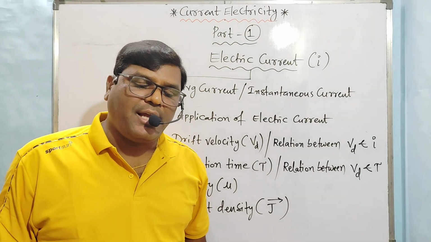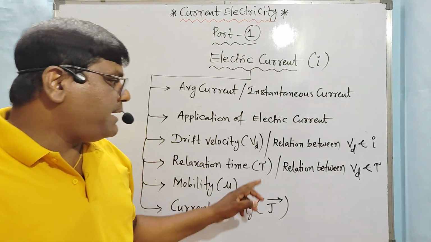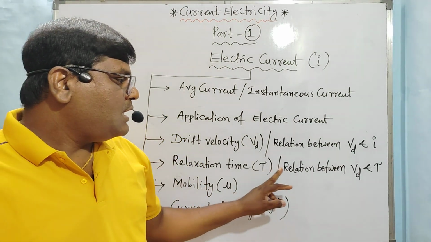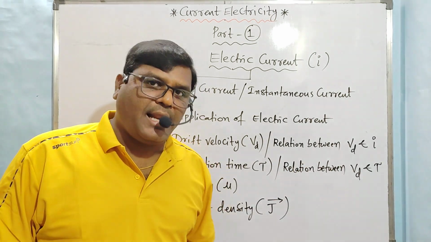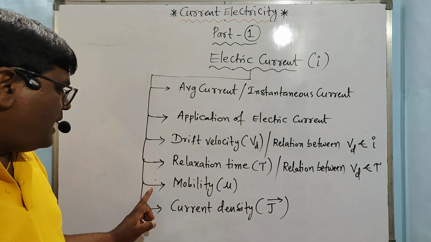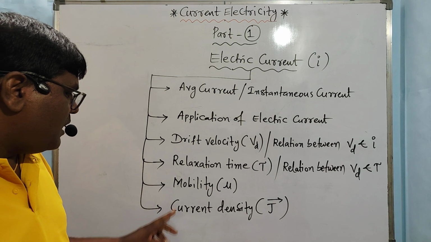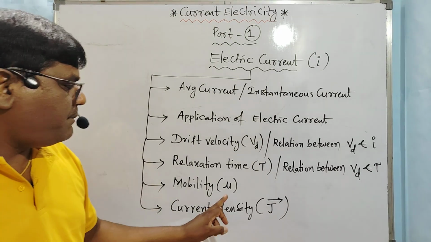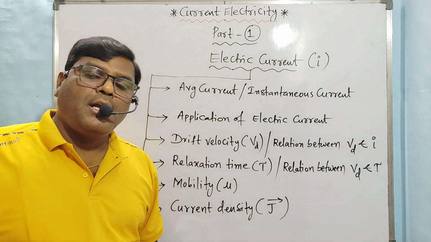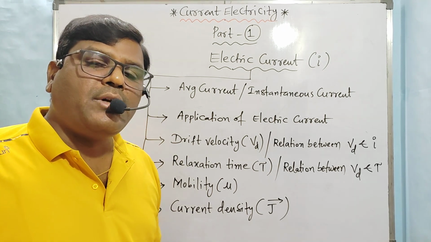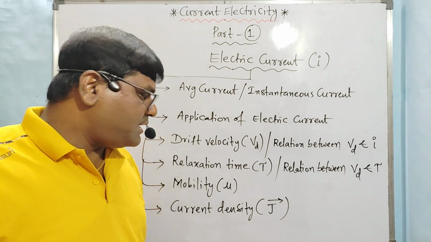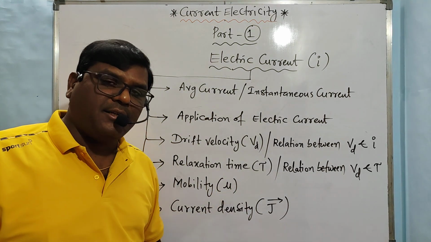What is the relaxation time? It is denoted by tau. And the relation between drift velocity and relaxation time. And next topic is mobility, that is denoted by mu. Mobility means how easily an electron can move in a conductor. That defines the mobility.